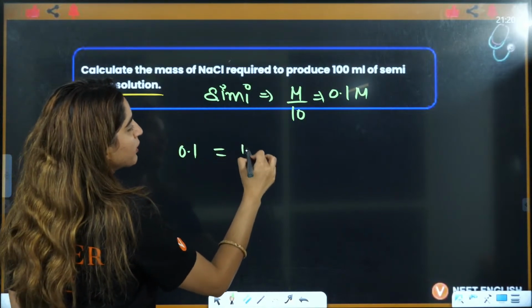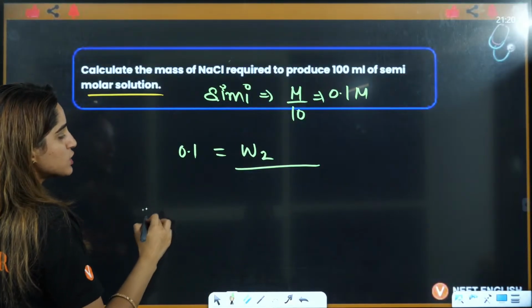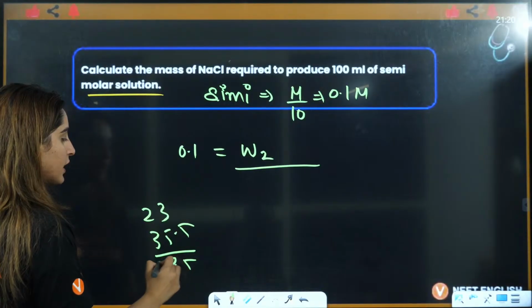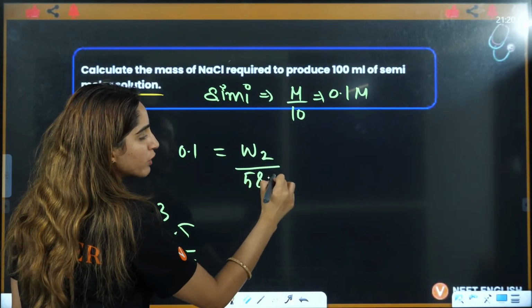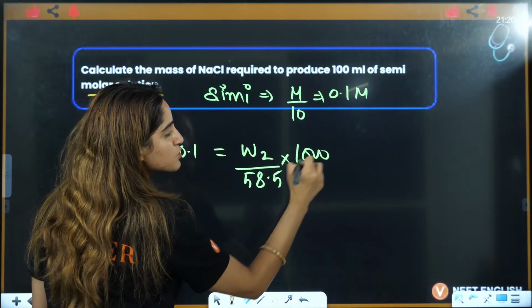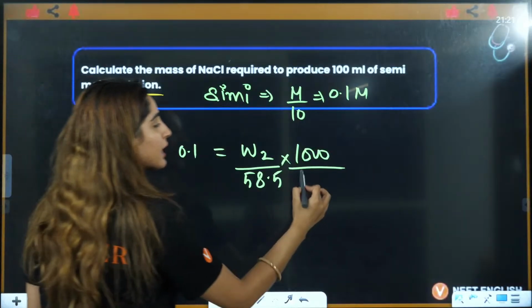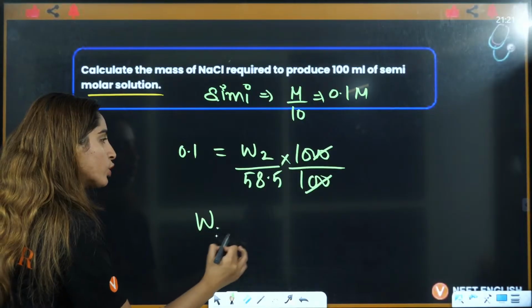Now volume W2 you have to calculate. M2, what is M2? Na is 23, Cl is 35.5, so that is 58.5. So M2 is 58.5 multiplied by 1000 divided by volume in milliliter. Volume is given to be 100 here, right? So put all the values and you will get your answer of W2 here.